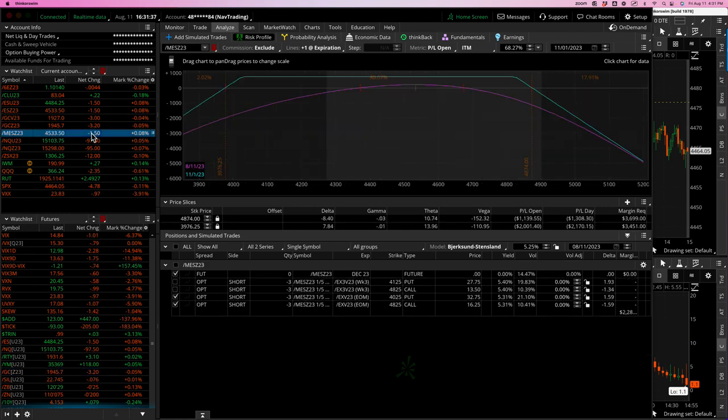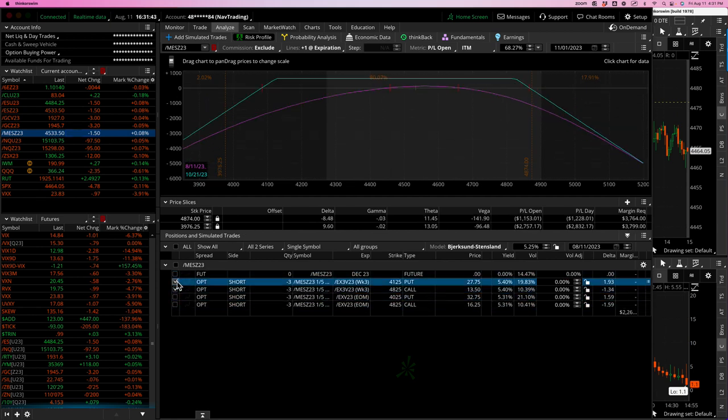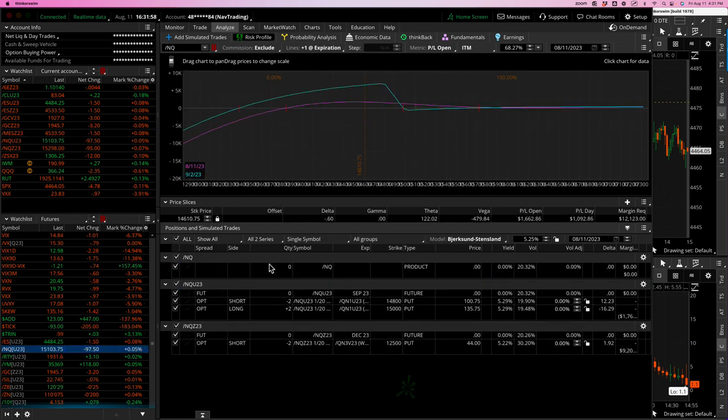MES, we've got two short strangles. This one is up a couple hundred dollars. We have not made any adjustments to that one. This one we have adjusted, and I'll have to double check my tracking sheet. We should be getting pretty close to profit target on that one. And then NQ, we've got a hedgehog that's working well, up around $1,000.